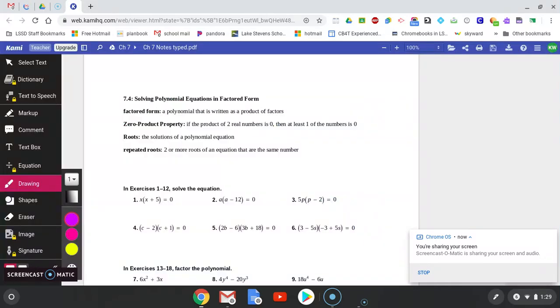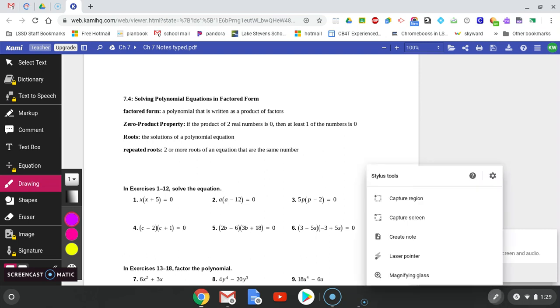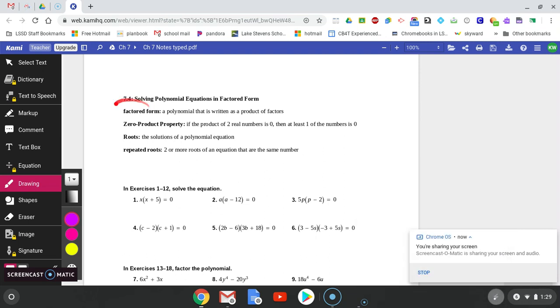Today we're moving on to 7.4, which is solving polynomial equations in factored form. So, factored form is a polynomial that's written as a product of factors. In other words, it's something times something. And factored form is nice because when it's in factored form, we can use the zero product property.